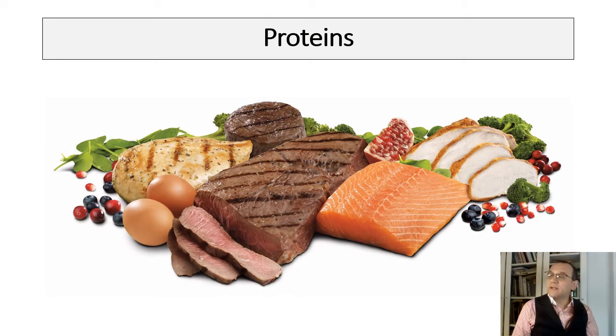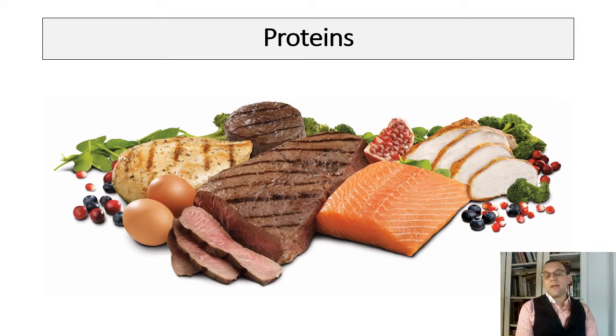Let's take a look at another group of macromolecules called proteins. Protein is in every cell in the body. Our bodies need protein from the foods we eat to build and maintain bones, muscles, and skin. We get proteins in our diet from meat, dairy products, nuts, and certain grains and beans.